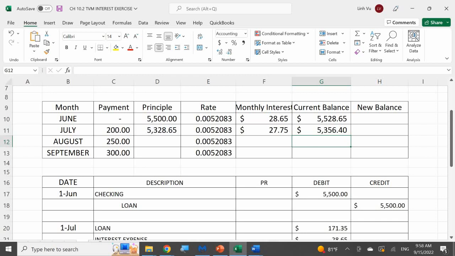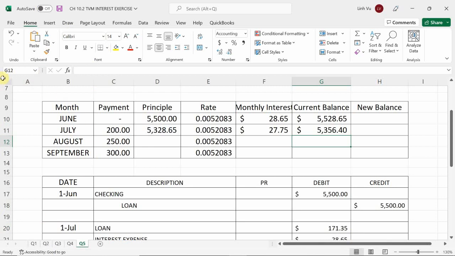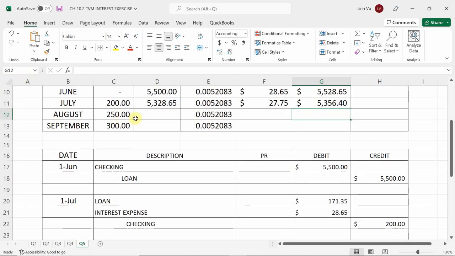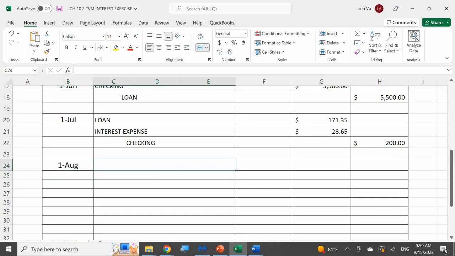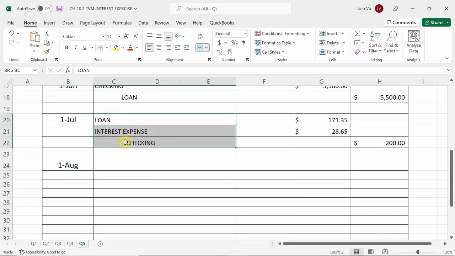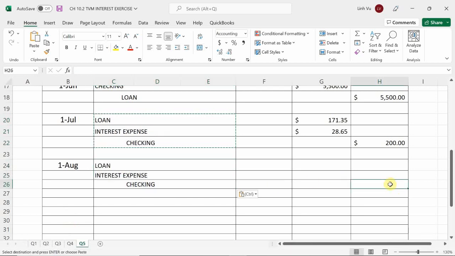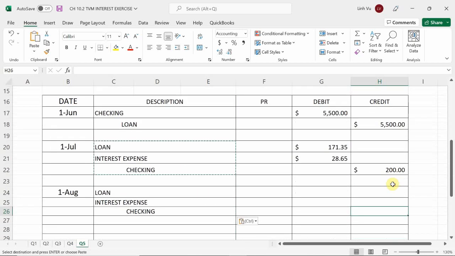So then, new bill. If I were to pay $250 for my August 1st payment, how much am I going to be making a payment towards my interest and how much am I going to make a payment towards my principal? Okay, so I'm making a payment as of August 1st. Same thing. I'm going to pay my loan plus my interest, and it's going to come out of my checking account. Okay. So this time for August, let's say I pay $250.